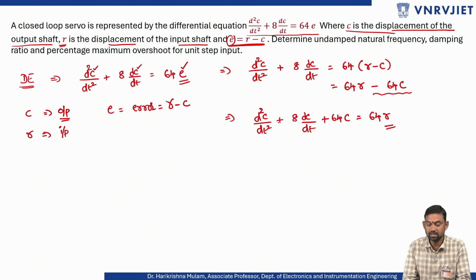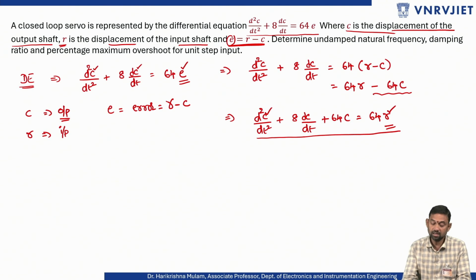Though here we have written only C, R like that, actually speaking they are C of t. You should write it as C of t, output in time domain, R of t, input in time domain, in that manner. For simplification, we are omitting that of t. Okay, so now this differential equation is purely in terms of output and input.